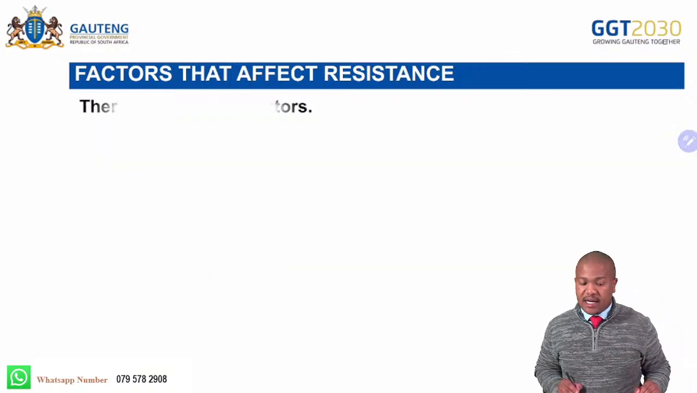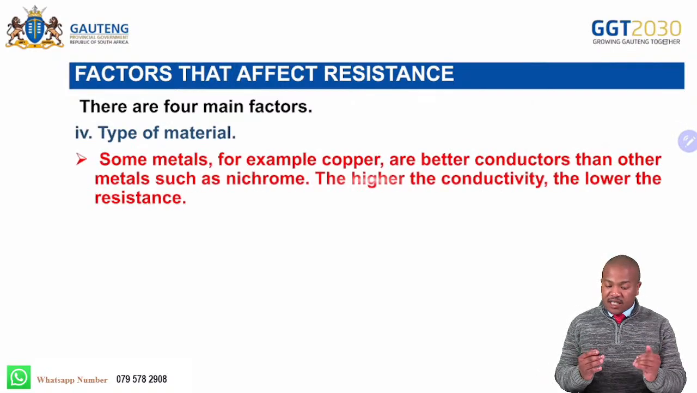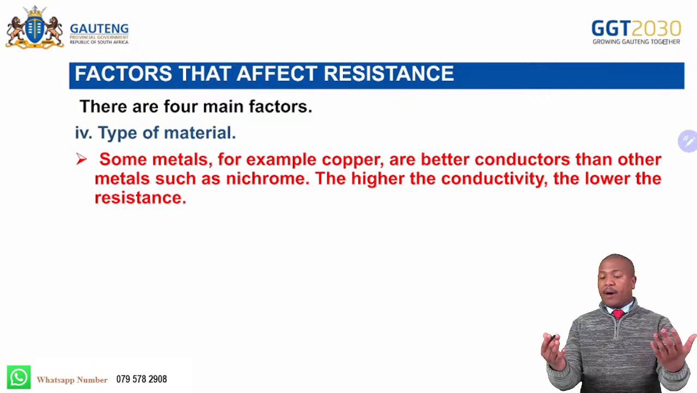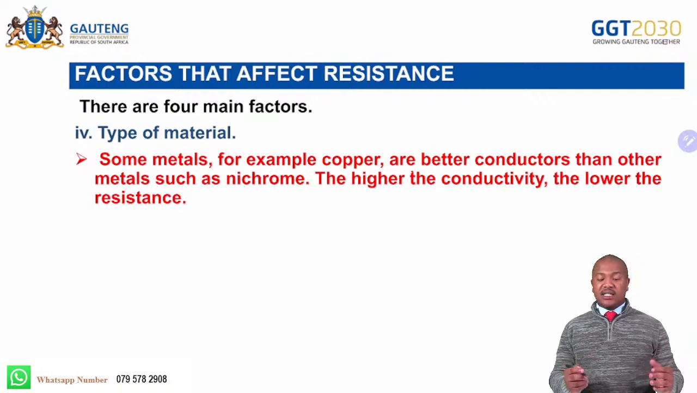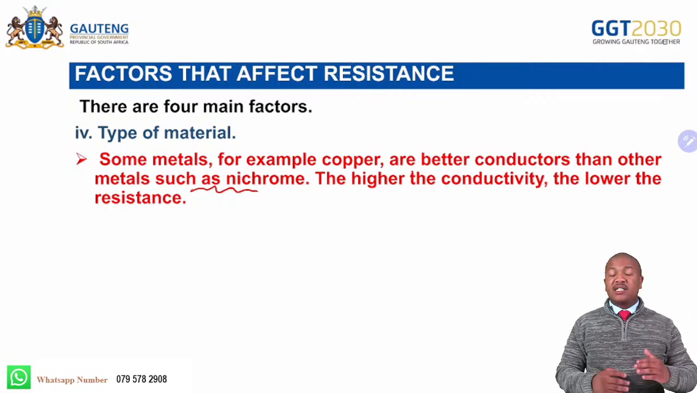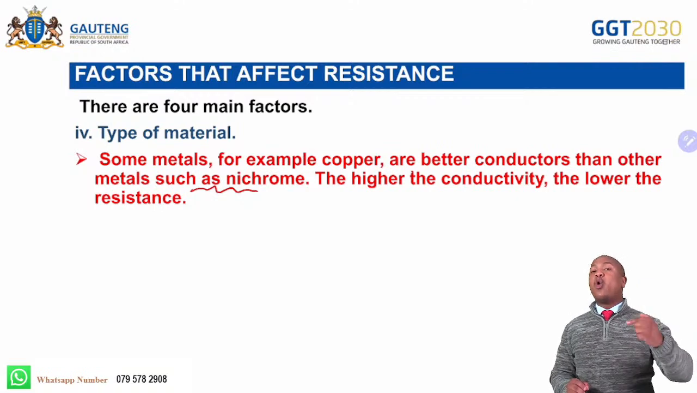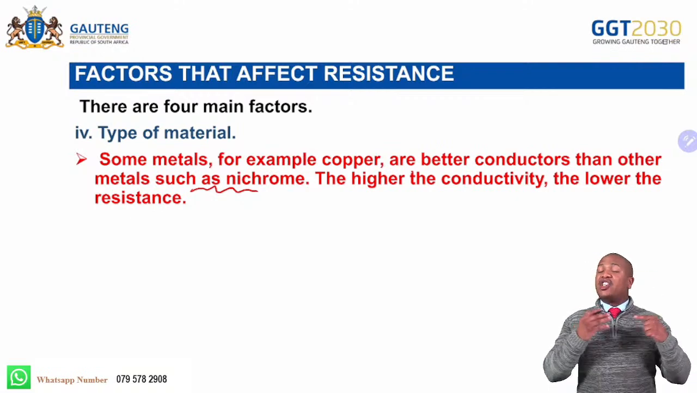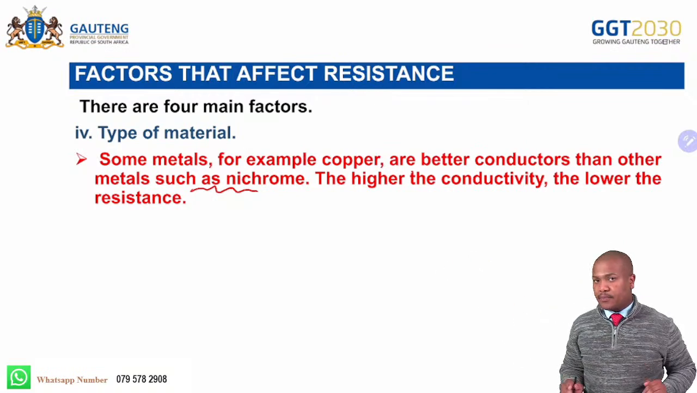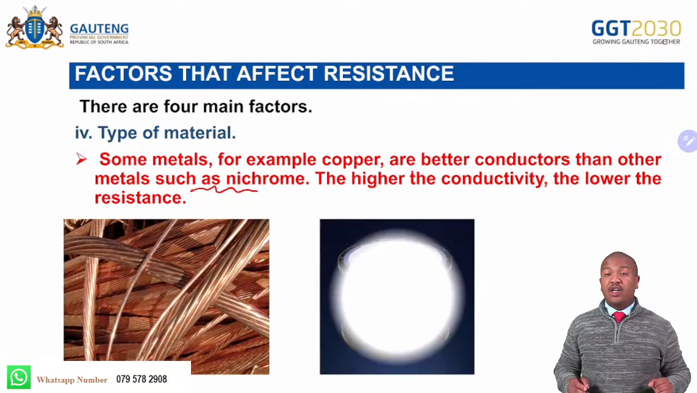And the last one here is the type of material. How does the type of material affect resistance? This is because some metals, for example copper, are better conductors than other metals such as nichrome. So the higher the conductivity, the lower the resistance, meaning the higher the chances of it allowing electricity to pass through. Do we get each other? Here's an example of copper and nichrome.